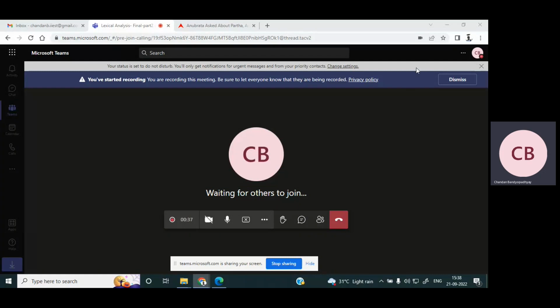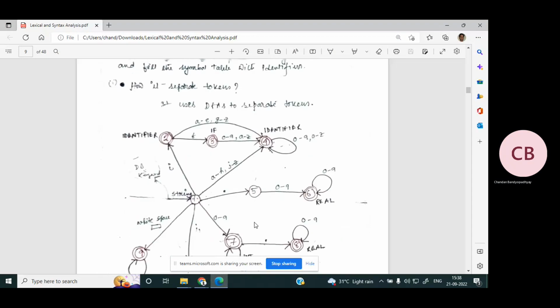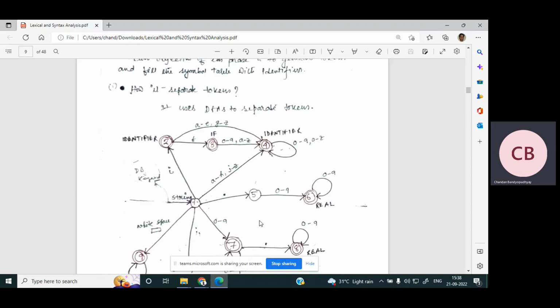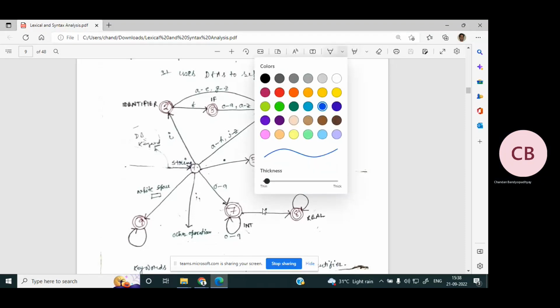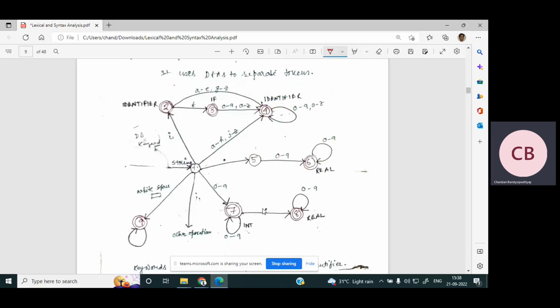Okay, let us start the remaining part on lexicon analysis. Actually, we started the lexicon analysis part in the last class, but due to the disturbance in the internet, we could not complete the final segment. So, what we were looking at is that inside the lexicon analyzer, there is a finite state machine.